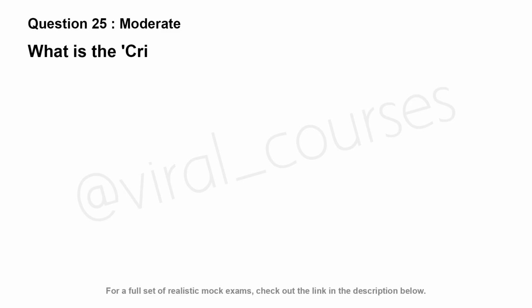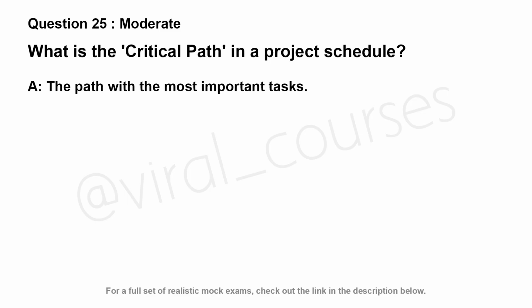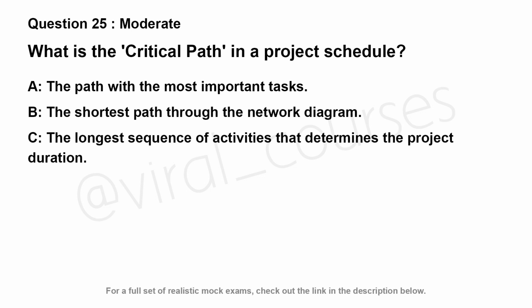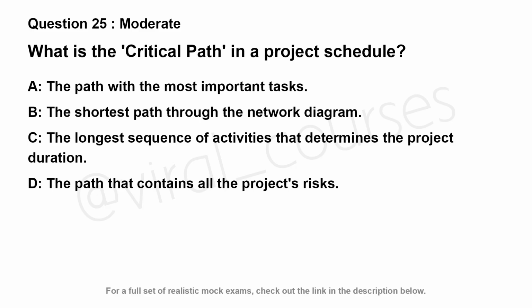What is the critical path in a project schedule? Option A. The path with the most important tasks. Option B. The shortest path through the network diagram. Option C. The longest sequence of activities that determines the project duration. Option D. The path that contains all the project's risks.